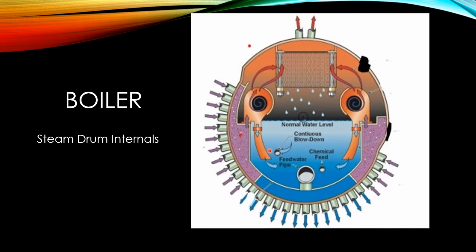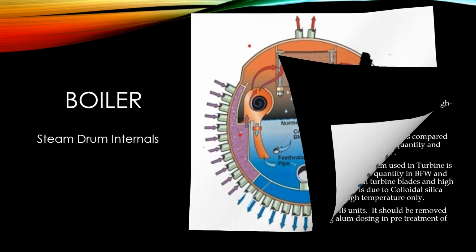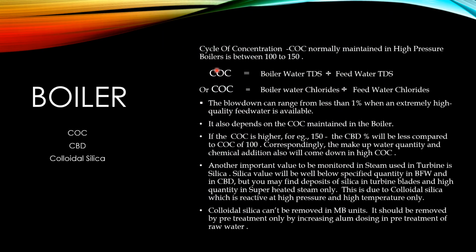Here, the concentration of the TDS will be more. By purging a minimum amount of water continuously, which is called continuous blowdown, we can maintain the TDS in boiler water. So the TDS which cannot be evaporated with the steam will be maintained by the addition of HP dosing in the steam drum.